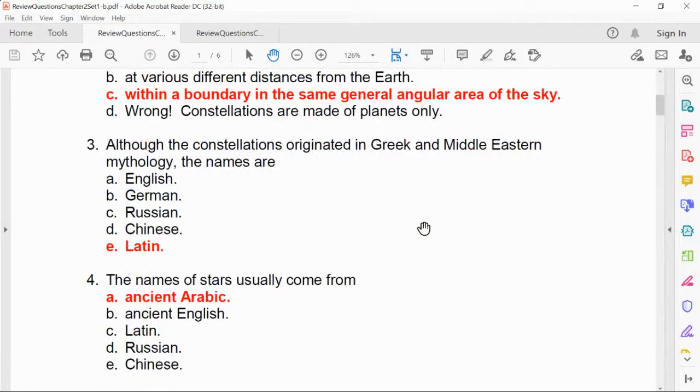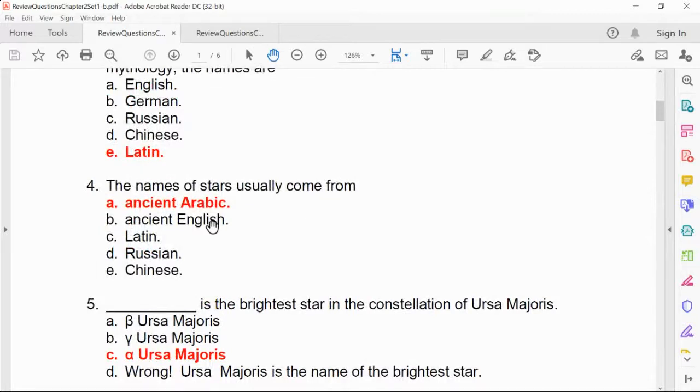Although the constellations originated in Greek and Middle Eastern mythology, you know, the Babylonian, the Egyptians, and then the Greeks, and so on, most of the names are given in Latin. And the names of stars usually come from ancient Arabic. Now, there are many names of stars, sometimes in English, which have Arabic origin. But you may actually see them written differently.